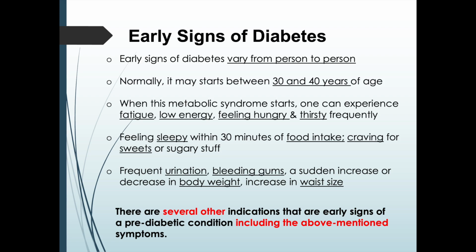And frequent urination, bleeding gums, sudden increase or decrease of body weight, and waist size. You can check your waist size. If it is increasing along with all the other symptoms, that means you are diabetic. And several other indications are also there, including what I have presented here.